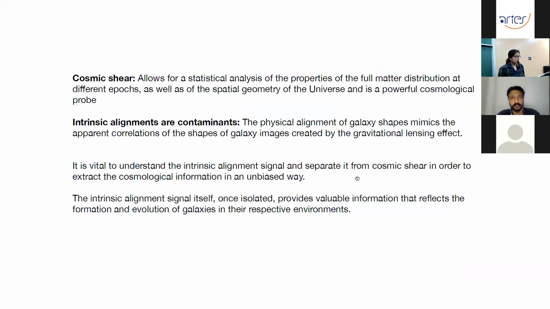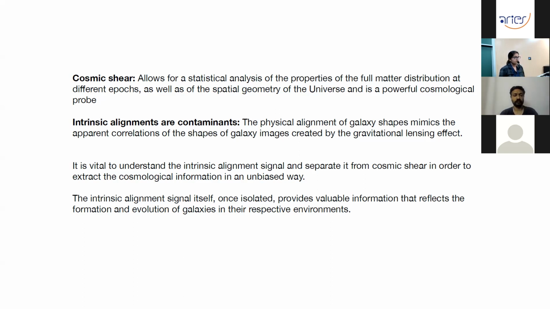But why is lensing important, or why do we use lensing signals as cosmological probes? It is because observationally, cosmic shear is a very important quantity. It allows for a statistical analysis of the properties of the matter distribution at different epochs, because light is coming through different epochs. So if you study lensing and how it affects the shape and size of images, you can have an idea of what kind of spatial geometry the universe has. So it is a powerful cosmological probe.